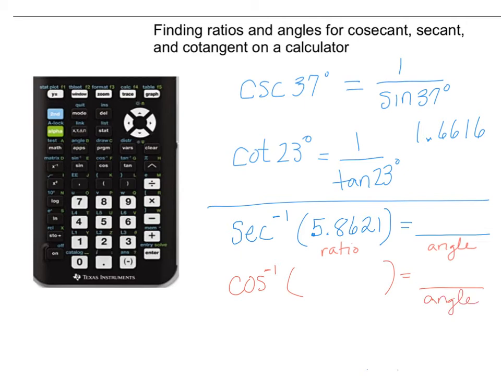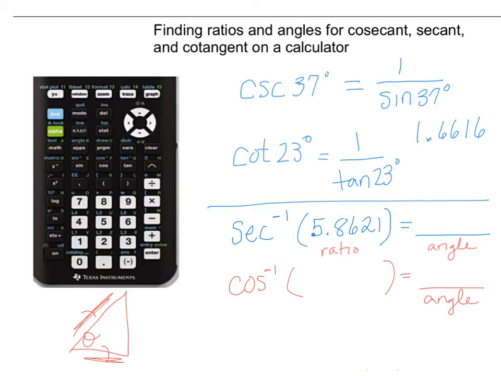Okay? So if I just put in the inverse cosine of 5.8621, I'm going to get an error, because a 5.8621 ratio cannot be in a cosine for a cosine angle, because remember it is adjacent over hypotenuse and it will never be bigger than 1, right? Because this side is always smaller than the hypotenuse. So that won't work and it'll get me an error.